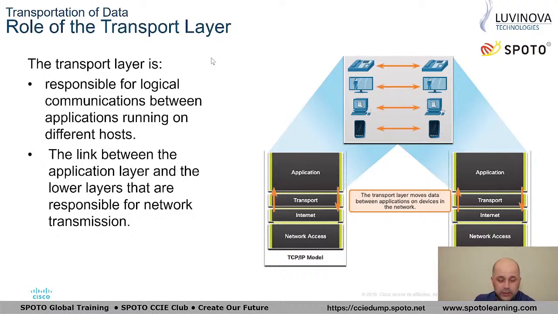The transport layer is responsible for the logical communication between applications themselves. For example, Facebook with Facebook, Viber with Viber, WhatsApp with WhatsApp. WhatsApp cannot communicate with Viber over the same communication channel. That's why they have different communication channels. It is the link between the application layer and the lower layers that are responsible for the network transmission.